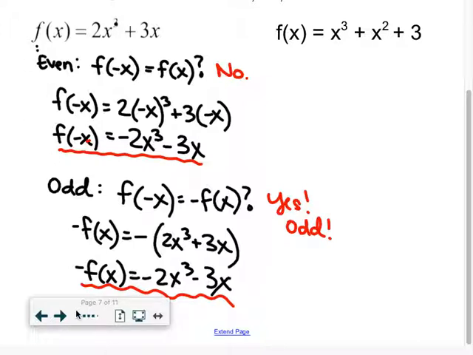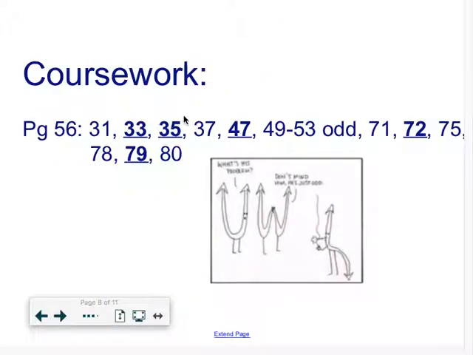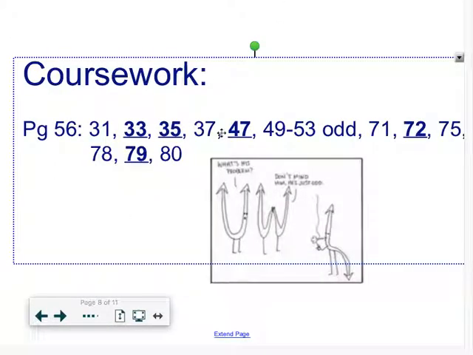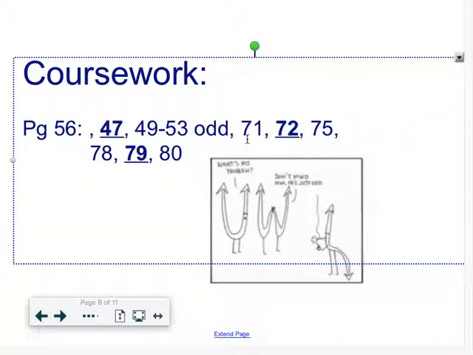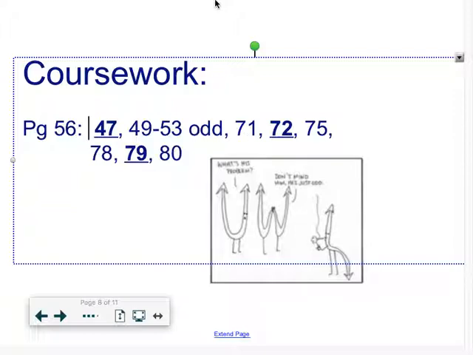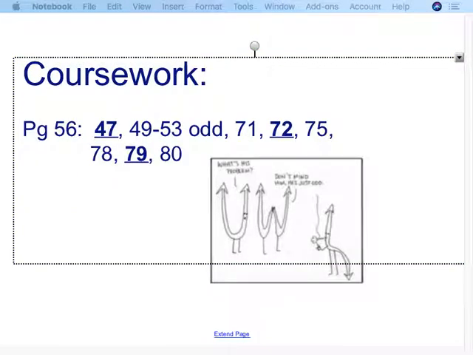Your homework assignment is on your gold sheet. I actually think there's fewer problems, like maybe it starts at 47, because I think those are your increasing, decreasing intervals. So here's your homework assignment, and I'm going to pass back your quizzes and talk about those here.